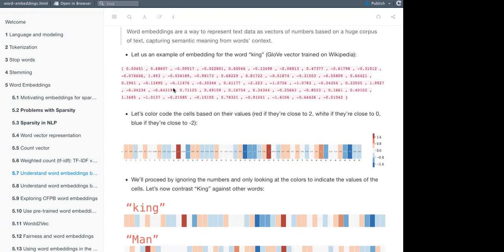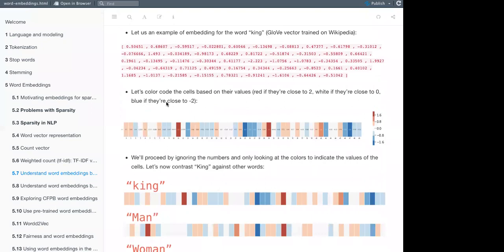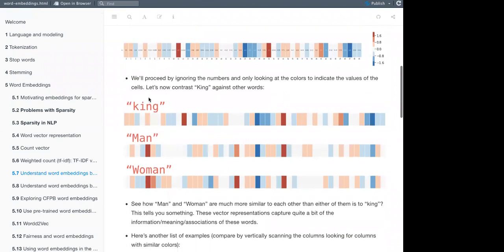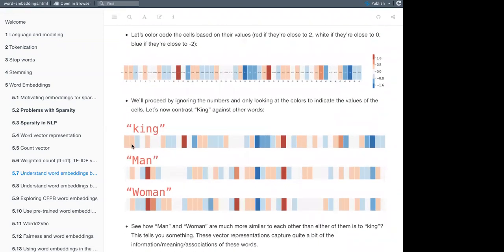These are 50 values. So here we color code each cell: if they are close to 2, red; if they are close to 0, white. When we remove the numbers and represent these vectors with color, then we can see here this is a vector for a king. This is a vector of a man. This is a vector of woman.